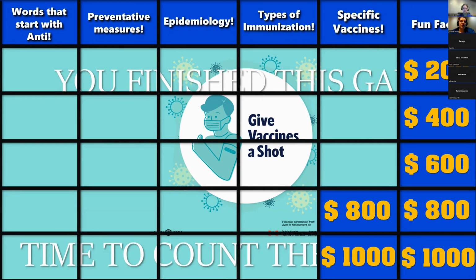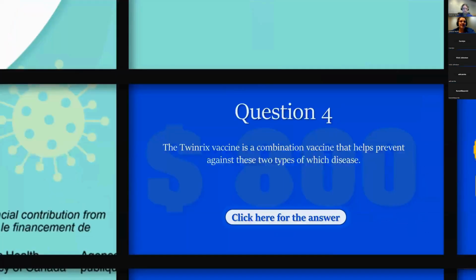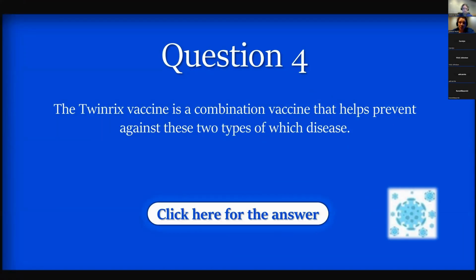For the $800 or the fourth question in the specific vaccines category, the Twinrix vaccine is a combination vaccine that helps prevent against these two types of which disease?